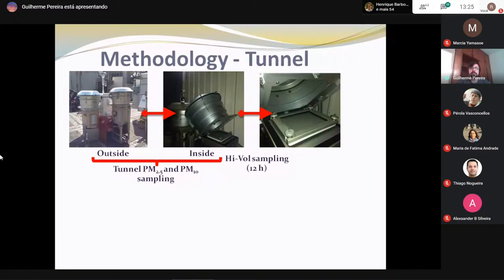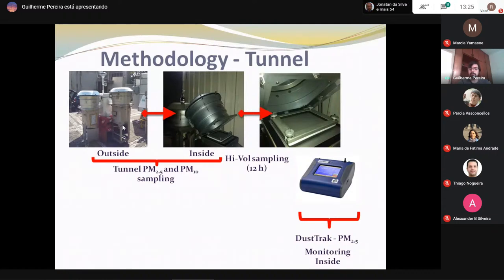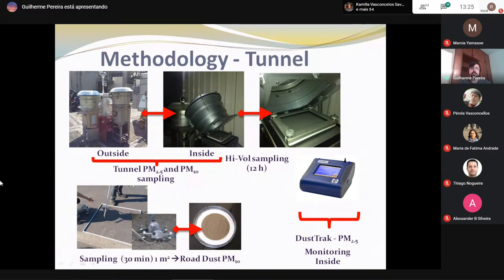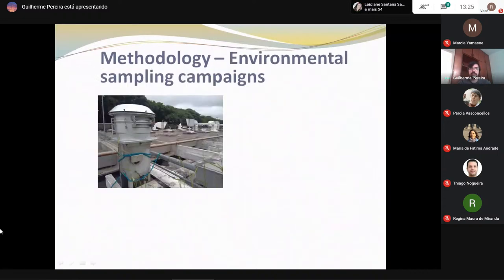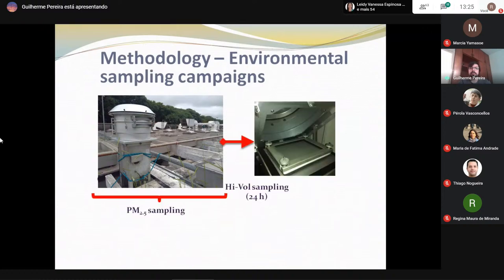Here we have the methodology for the sampling. PM10 and PM2.5 were collected both outside and inside the tunnels to check how much impacted it is inside concerning particulate matter. A sampling of 12 hours was performed. A DustTrak was also employed in order to monitor PM2.5 inside it. And also a sampling of road dust using this equipment here, which is a road dust sampler. It collects PM in the asphalt. At the rooftop of the Institute of Chemistry, we performed these environmental sampling campaigns, at least for 2019. In 2020, we changed the sampling site. But we collected PM2.5 there for 24 hours with a high-volume sampler.